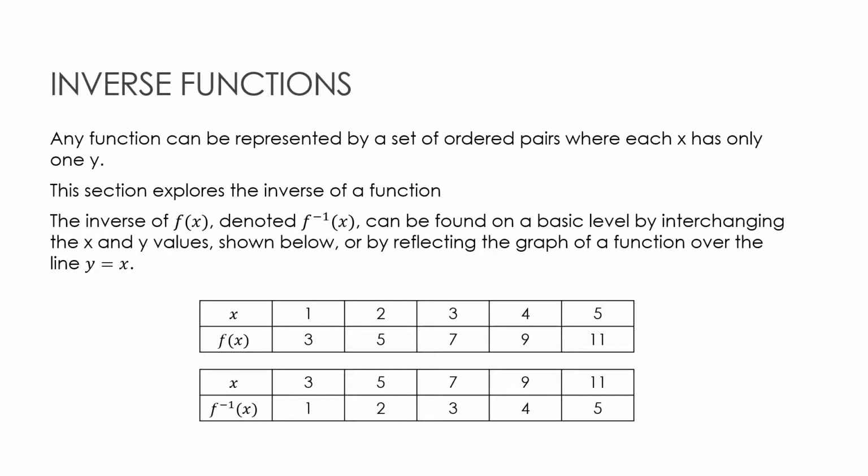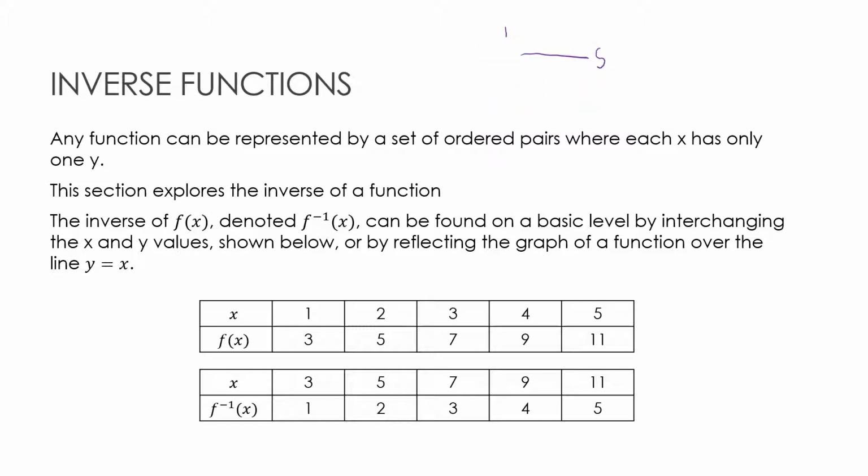I'm sure that you already know this and remember this, but any function can be represented by a set of ordered pairs where each x has only one y. When we first learned about functions back in the day, we would always make one of these little mappings and say that this was in fact a function because each x only had one y. Now if 3 was connected to both 4 and 5, all of a sudden this is not a function anymore.